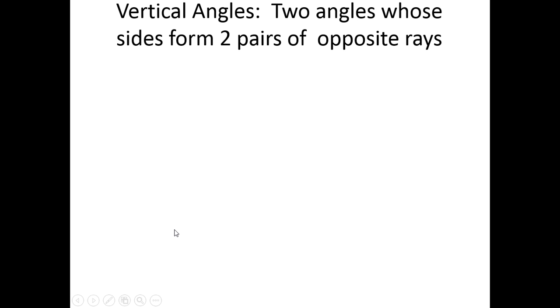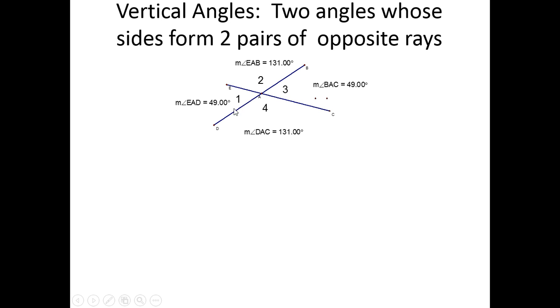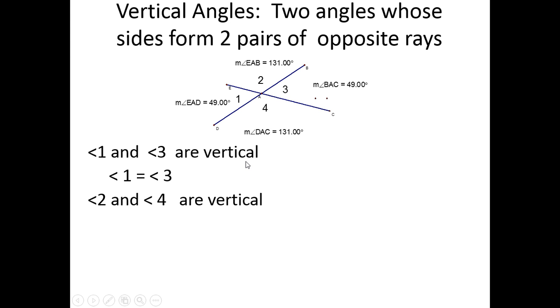So vertical angles come in pairs. They're formed by intersecting lines or segments or rays in this arrangement. They're what we might call diagonally across from each other. So we've got vertical angles 1 and 3, and 2 and 4. 1 and 3 are vertical, 1 is equal to 3. 2 and 4 are vertical, 2 is equal to 4.